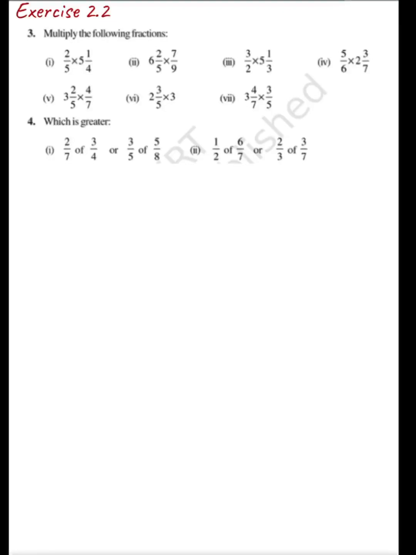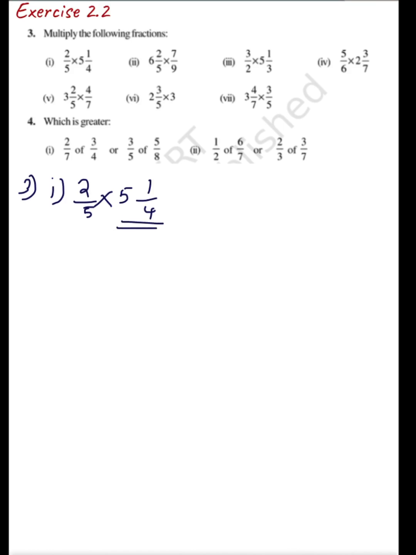Now let's see the third question. Third question is multiply the following fractions. And the first one is 2 by 5 into 5 1 by 4.